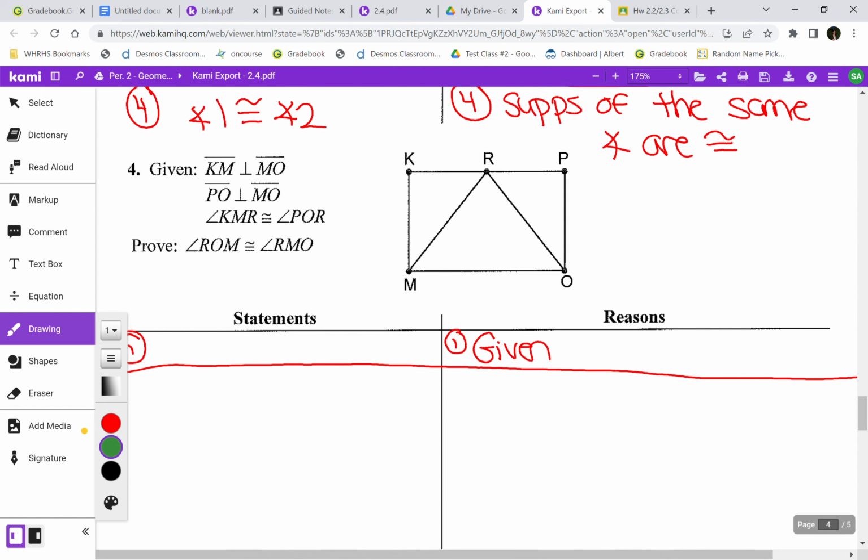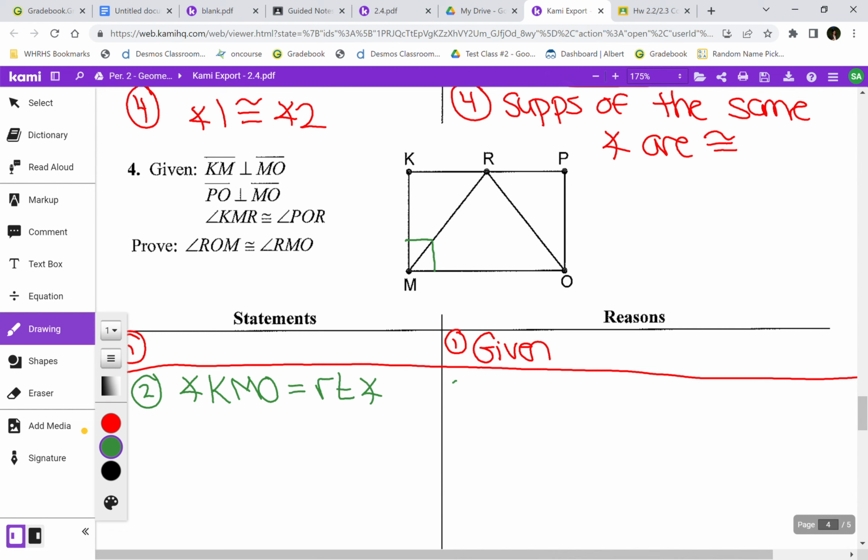Can somebody read me that first line of given information? What does that say? Amanda? Excellent. Segment KM is perpendicular to segment MO. What can we conclude from that? Ethan? Angle KMO is a right angle. Excellent. Do you think I need to write that down in my proof? Absolutely. So I'm going to say in step number 2, angle KMO equals a right angle.